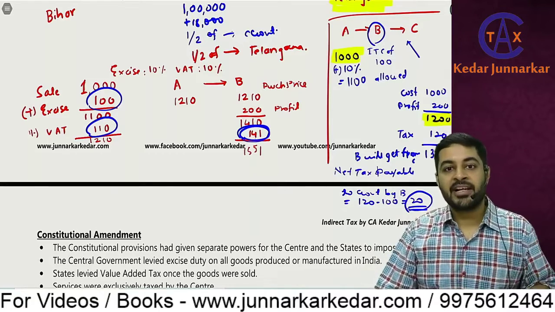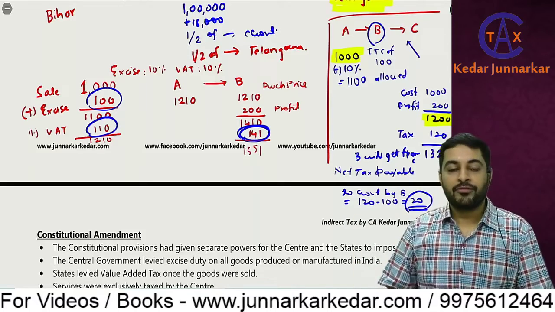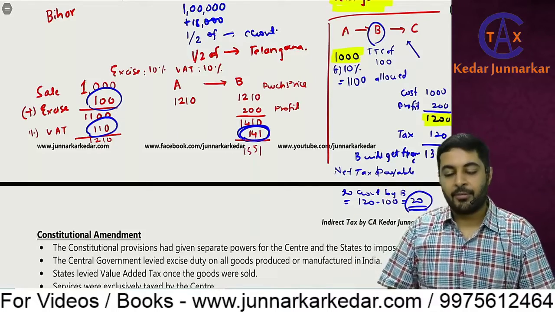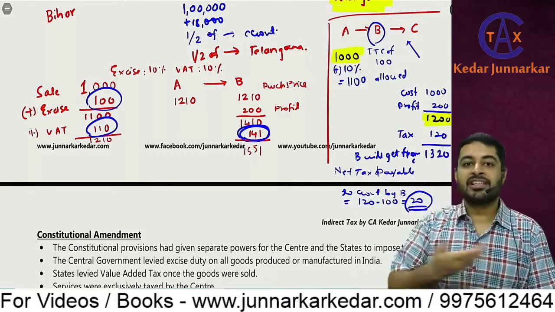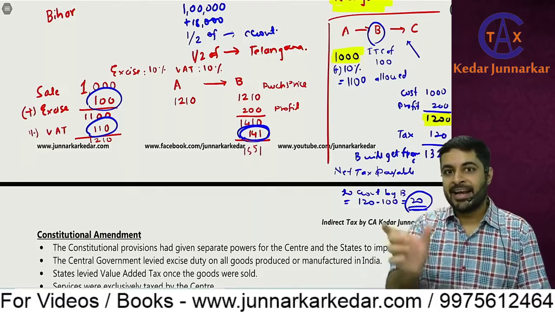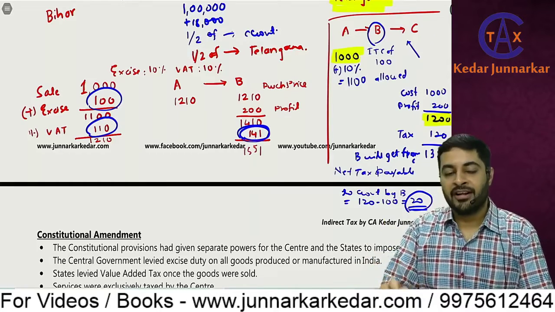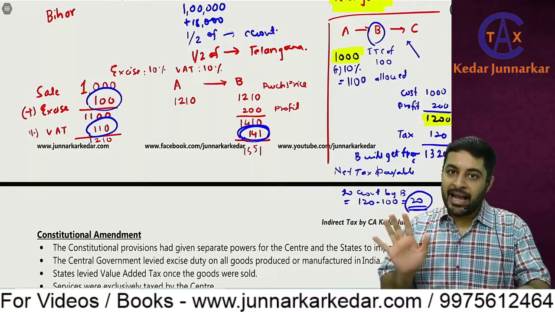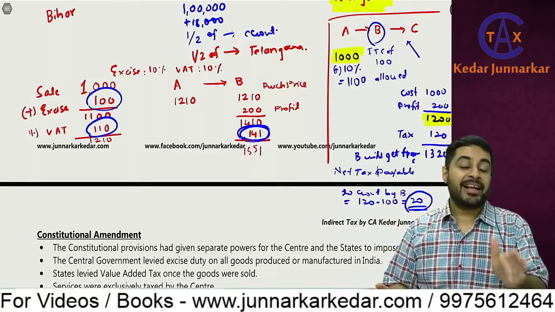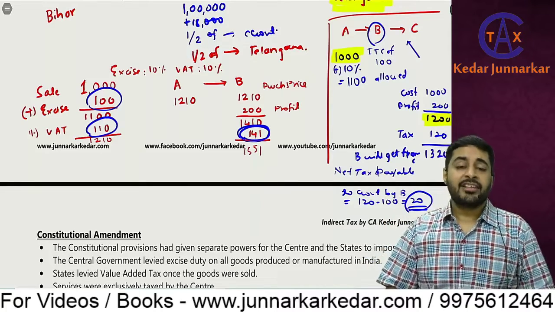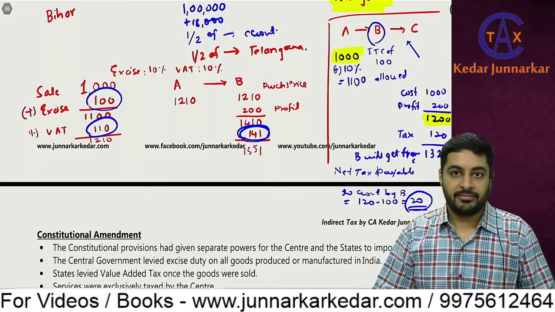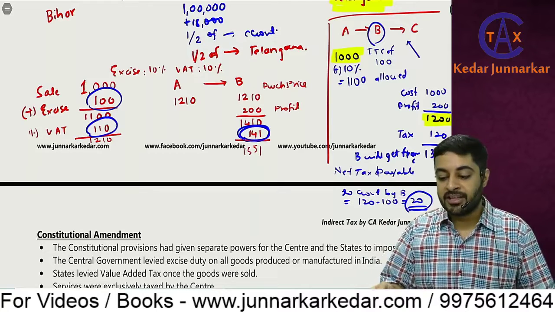This is a very simple example. As we move further, there will be complications, because the tax rate on purchase and sale will change. So it won't be exactly like this, that net tax will be tax on only value addition. But assuming that the tax rate on purchase and sale is the same, you can say that there will be tax on only value addition. So this is the advantage of GST.